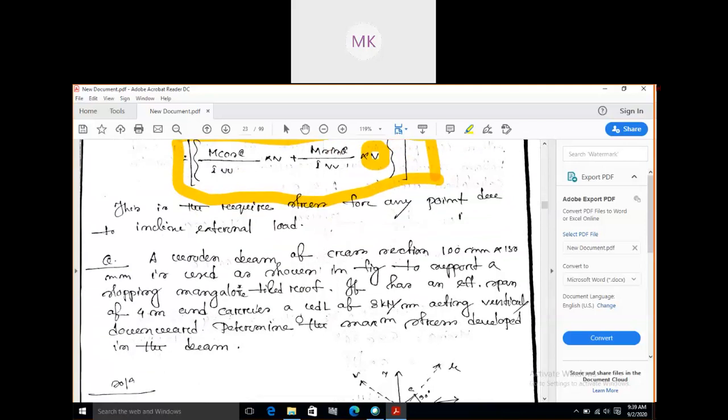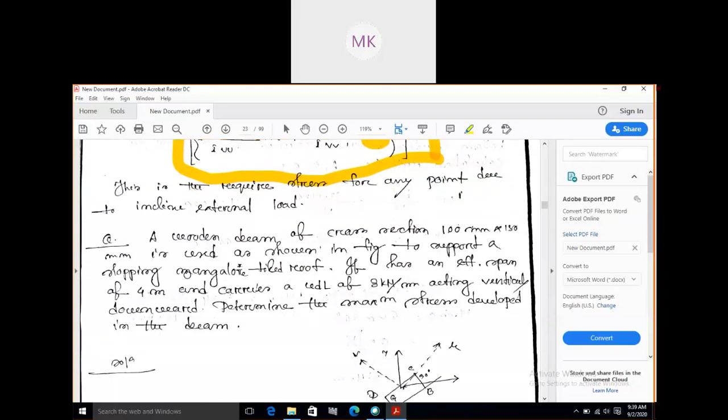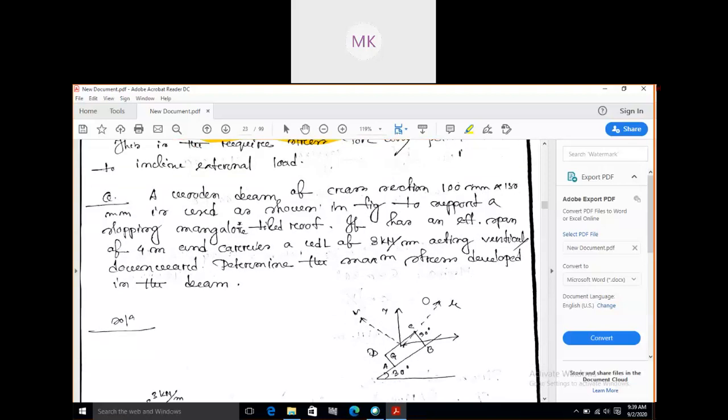Please go through this numerical. What it says: a wooden beam of cross section 100 mm into 150 mm is used as shown in the figure to support a sloping Mangalore tile roof. It has an effective span of 4 meter and carries a UDL of 3 kN per meter acting vertically downward. Determine the maximum stress developed in the beam.